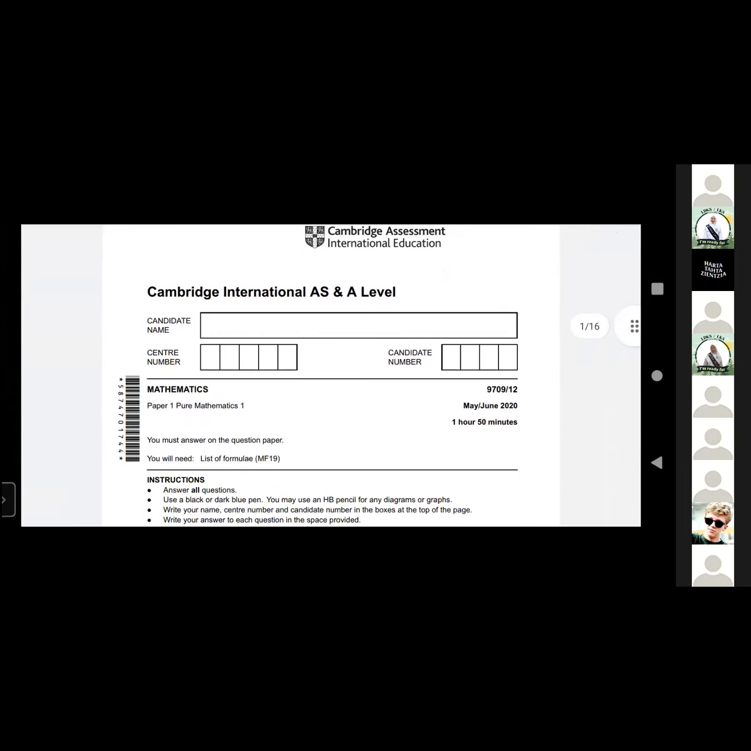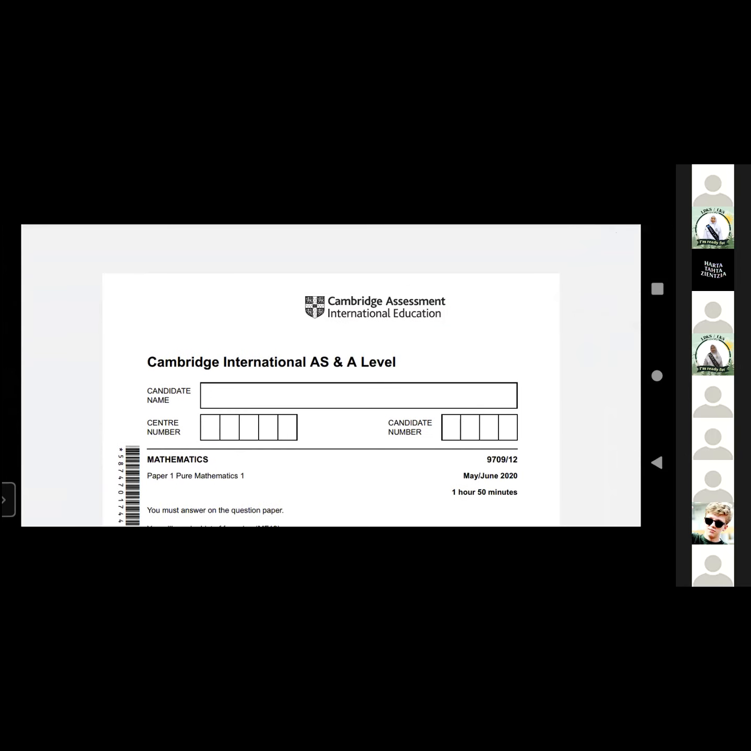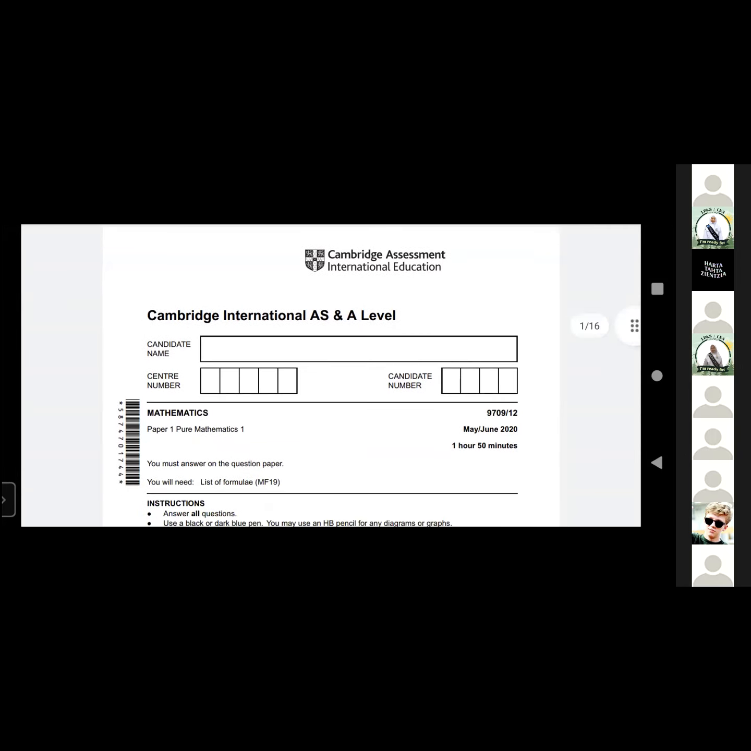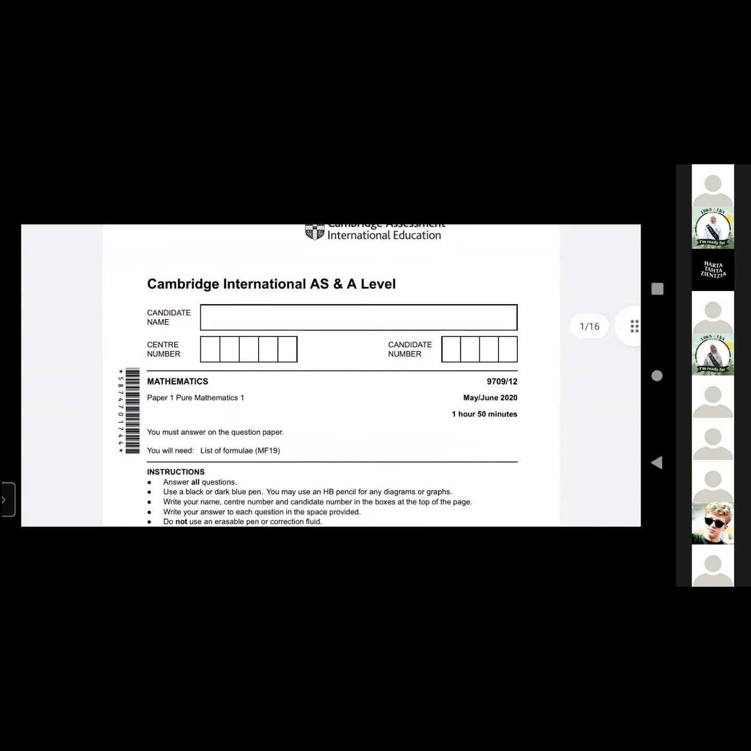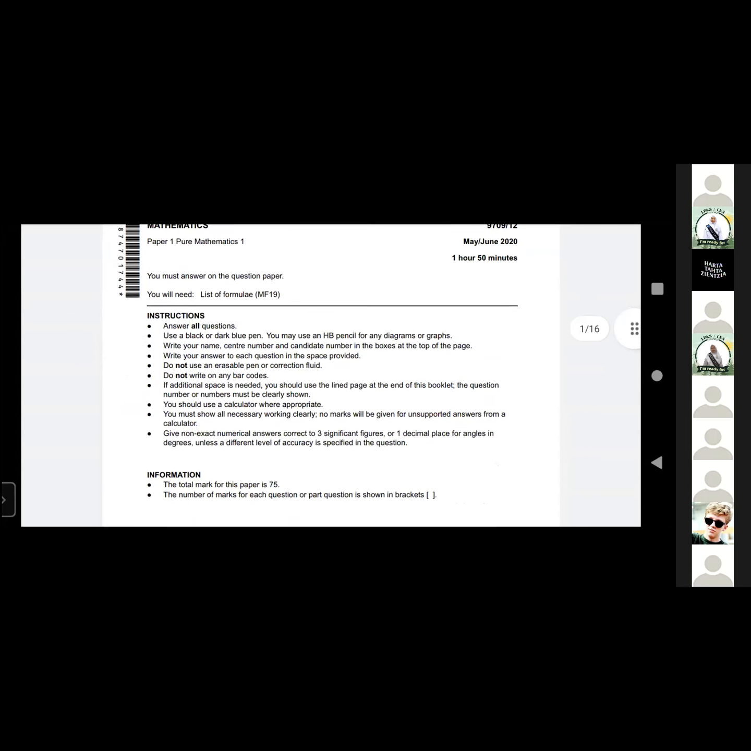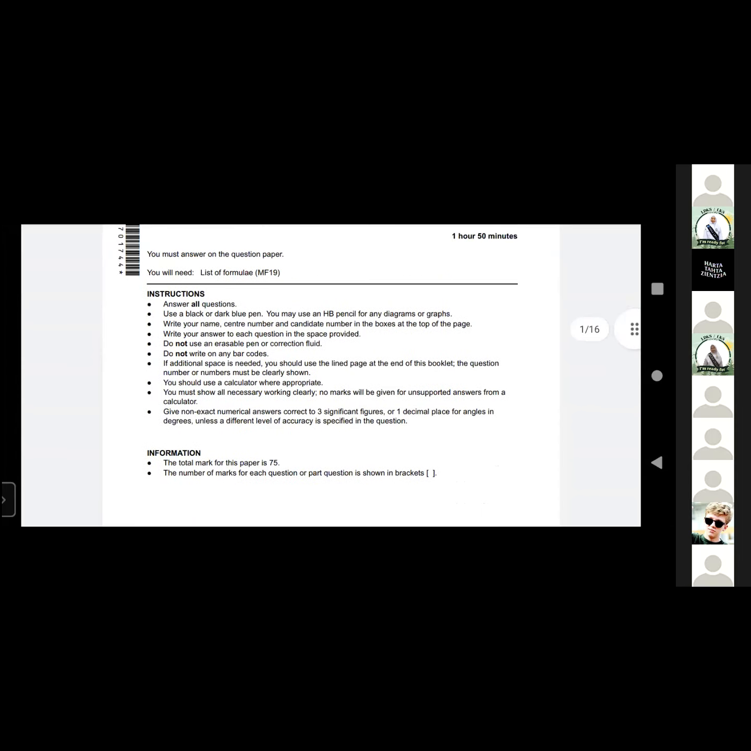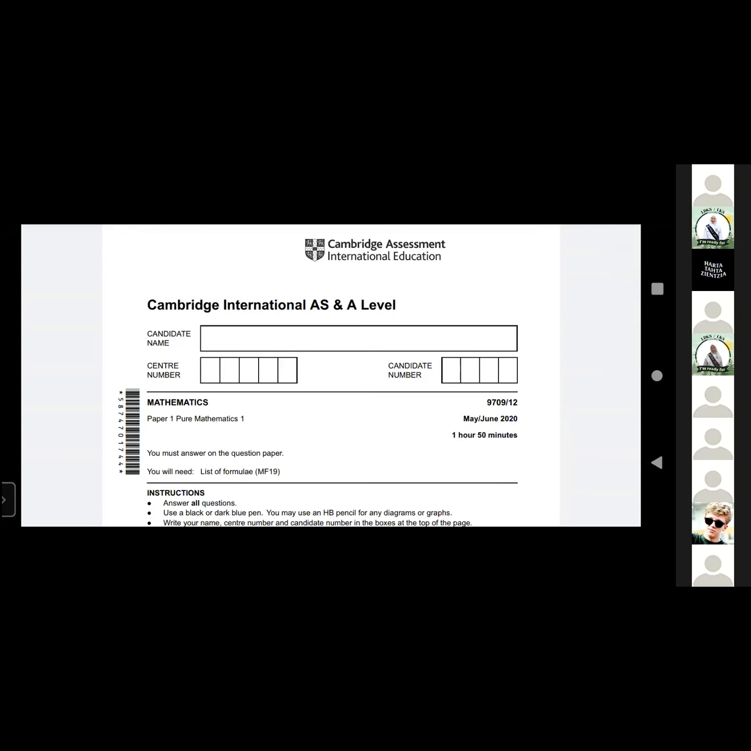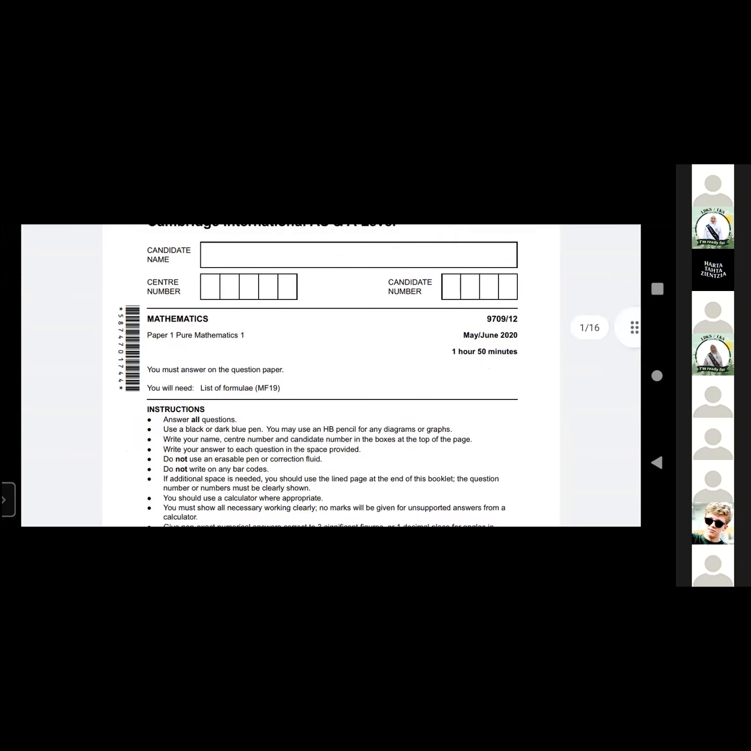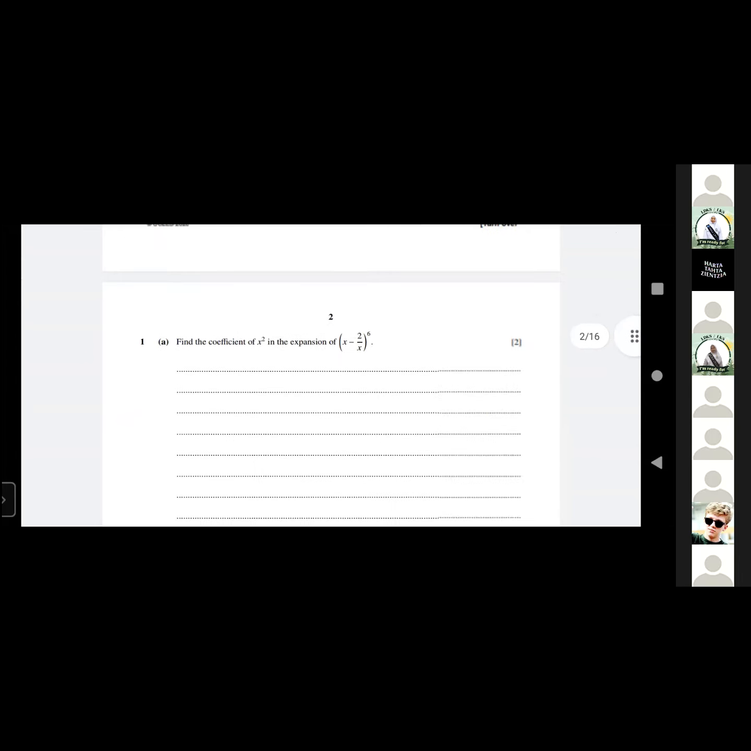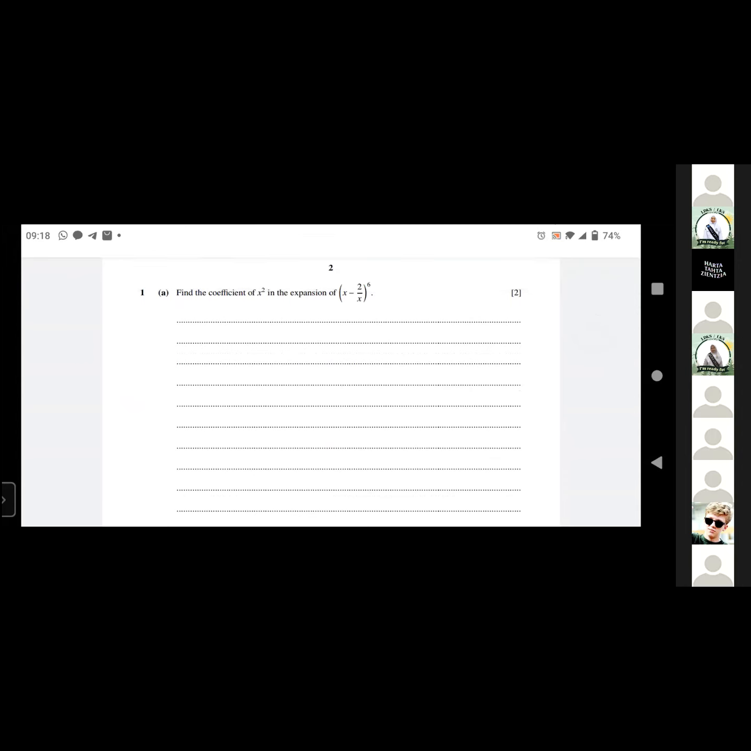As you can see, this is the cover page. It contains your name, center number, candidate number, and so on, your data. And basically, in mathematics you will have to do the questions in the question paper, that is if you have the chance to do a normal exam, and hopefully you will do a normal exam next year, inshallah.